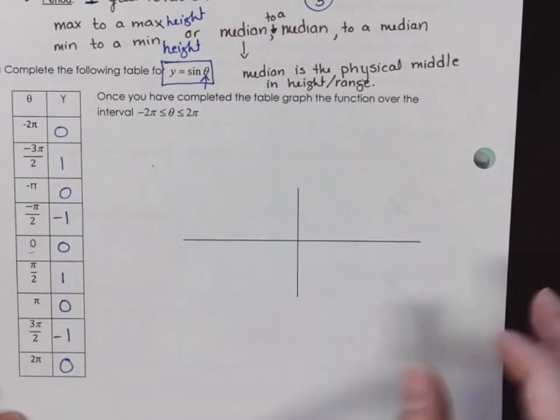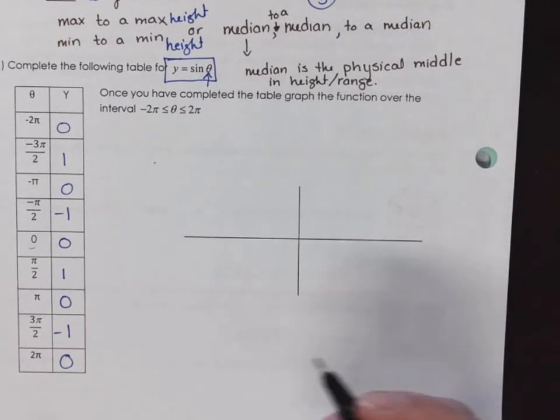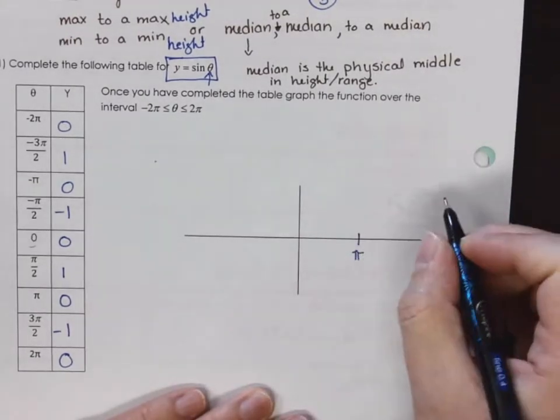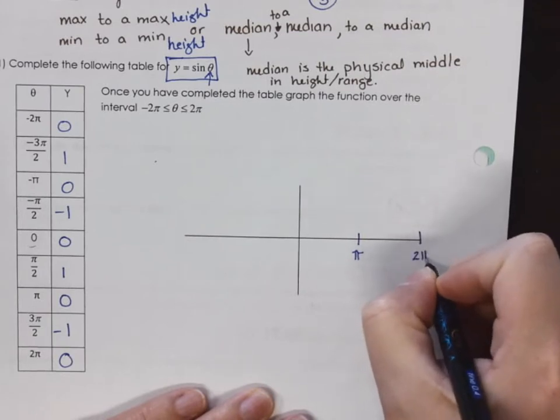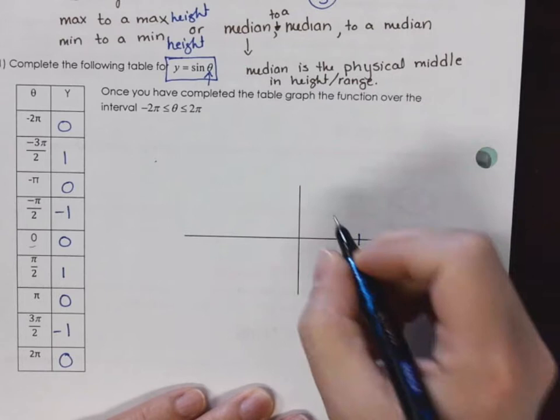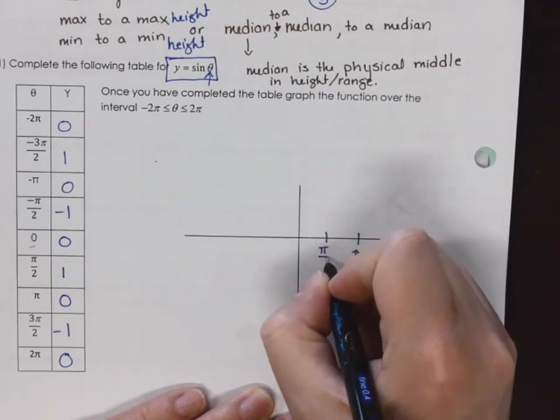Okay, so we're going to graph this. Notice I didn't put any increments on it. It's pretty lackluster of a chart. I'm going to drop halfway. I'm going to put a pi in here. I'm going to put a 2 pi here. This would be my 3 pi over 2. And this would be my pi over 2.